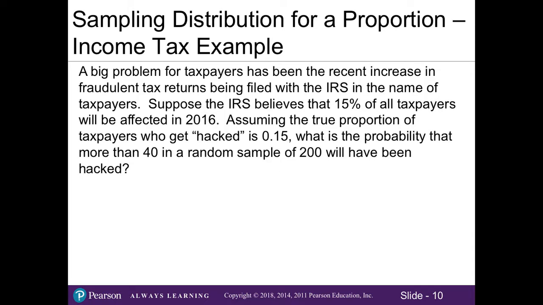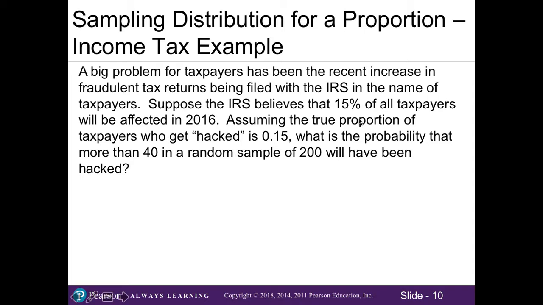So a big problem for taxpayers has been the recent increase in fraudulent tax returns being filed with the IRS in the name of taxpayers. So suppose the IRS believes that 15% of all taxpayers will be affected in 2016. Assuming the true proportion of taxpayers who get hacked is 0.15, what is the probability that more than 40 in a random sample of 200 will have been hacked? In this case, our attribute of interest is people who get hacked on their tax returns.